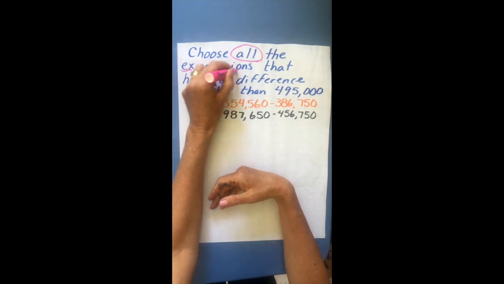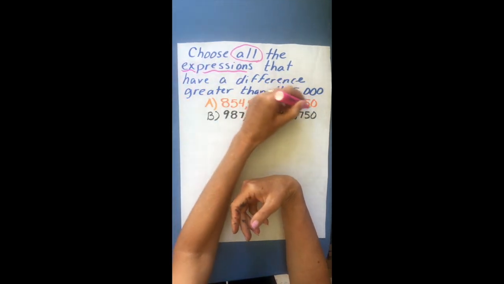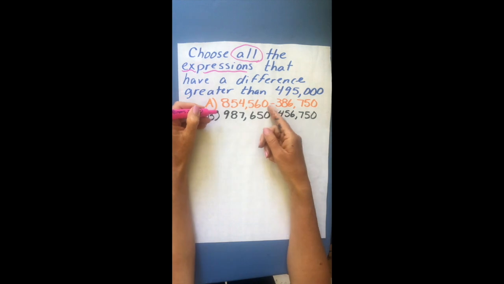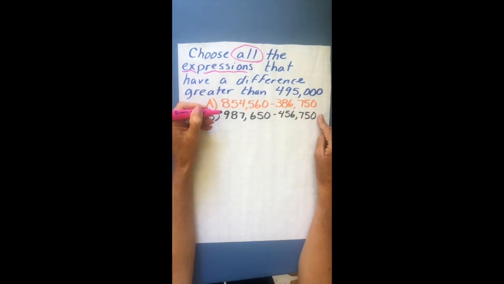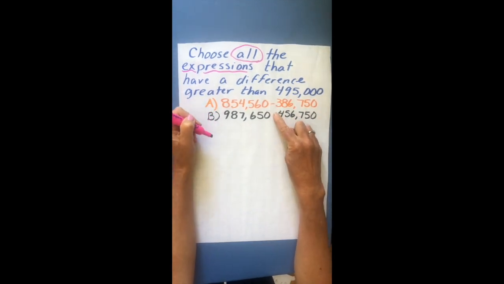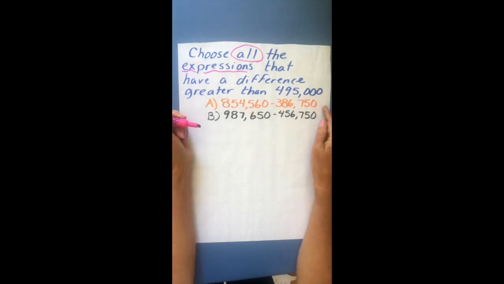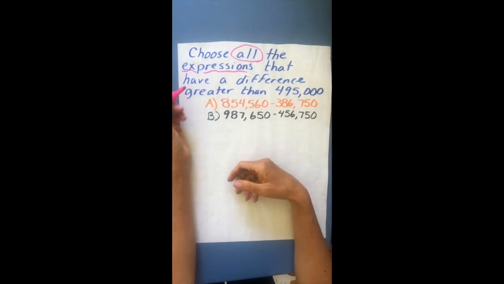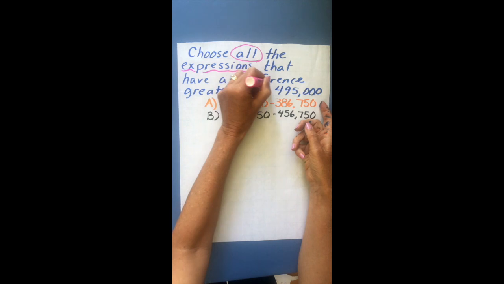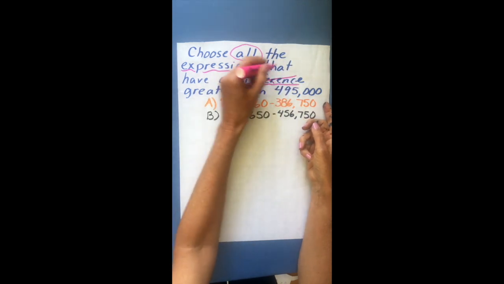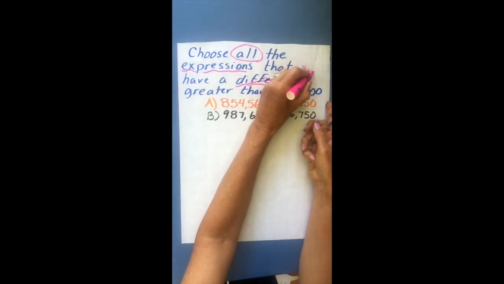Expression. Expression means this is an expression and this is an expression. An expression just doesn't have an equal sign. It doesn't matter about the sign here. So it's just a problem without an equal sign in an answer. Difference. Difference. I like to cross this out because I know it means answer to subtraction.